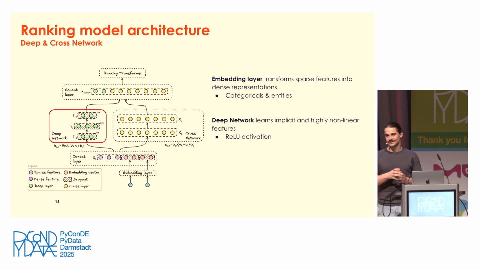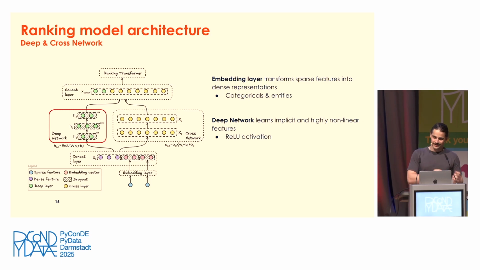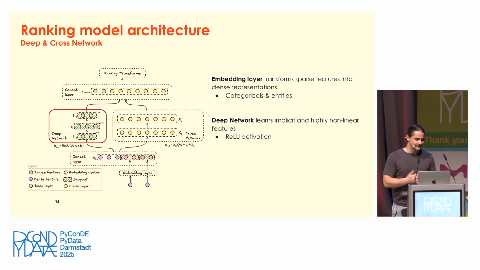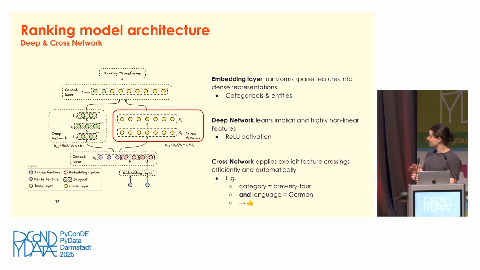The task of this deep network is to essentially generate highly nonlinear and highly dimensional features. And in parallel to that, we have the cross network, which applies linear feature crossings to the inputs.